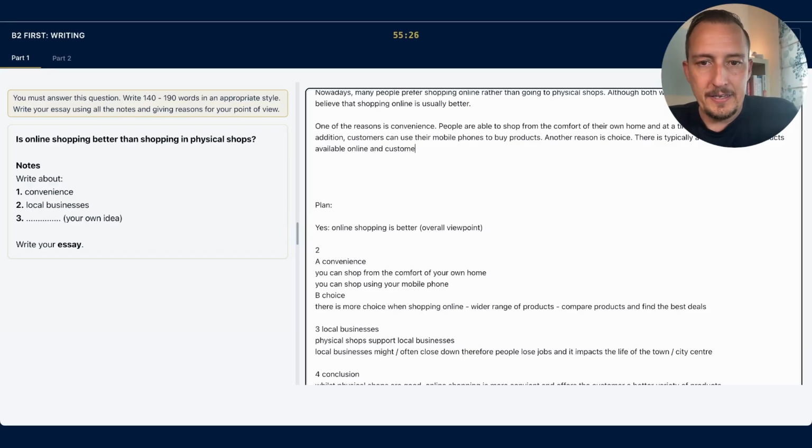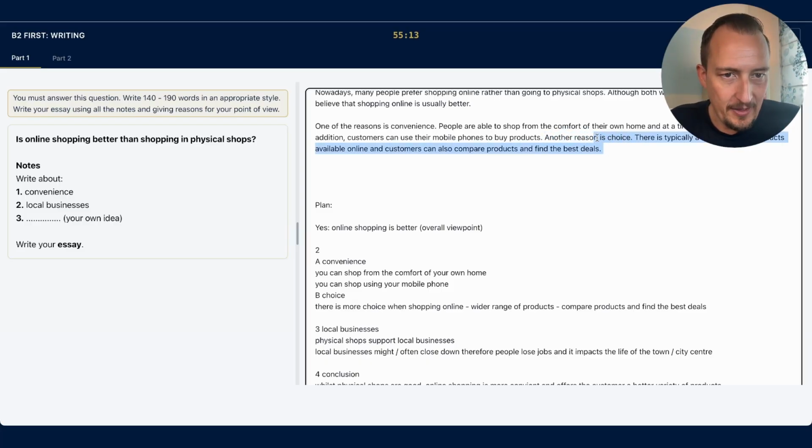online, and customers can also compare products and find the best deals. Excellent. Now that reads quite nicely. Another reason is choice. There is typically a wider range of products available online, and customers can also compare products and find the best deals. That reads really nicely.